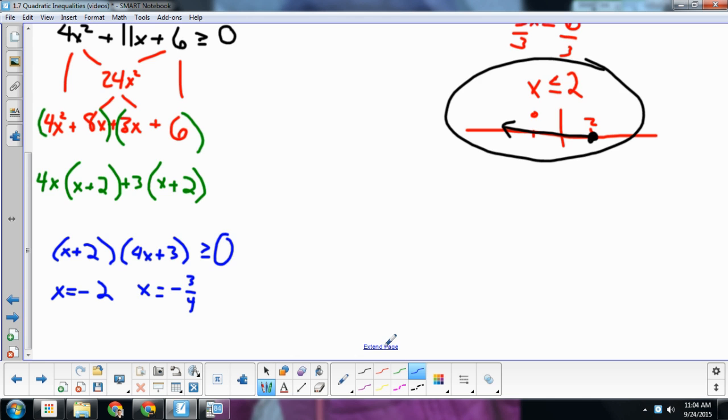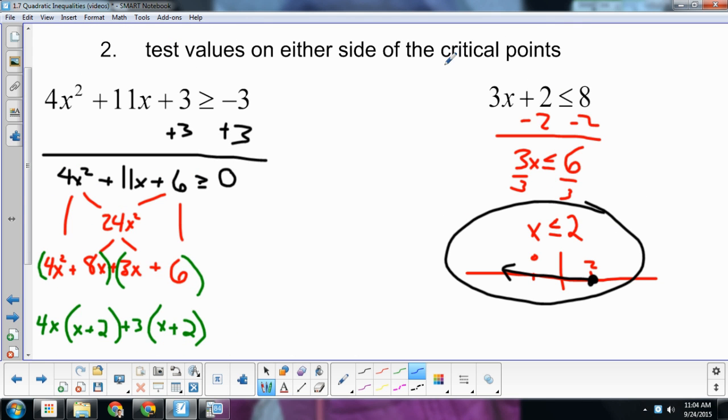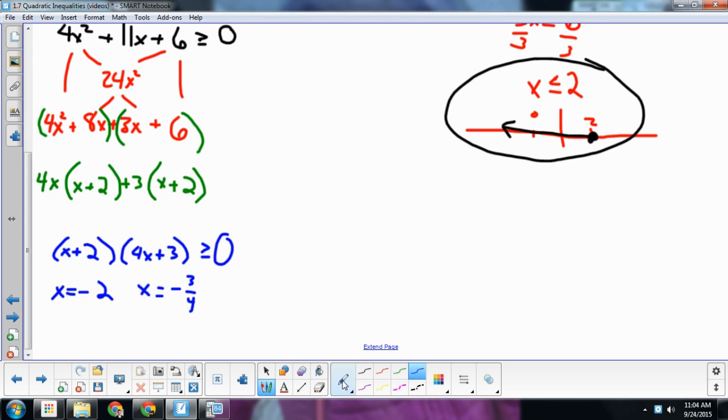Now what I'm going to do is test some values on either side of the critical points. And I think a good way to do this is to just make a quick number line of sorts. So I'll just get a quick line here. We'll put a couple of spots on. So there's 0 and -1, -2. Oops, go back here.